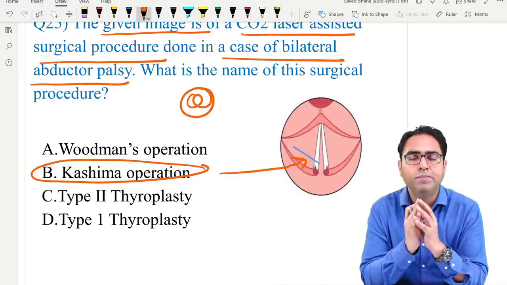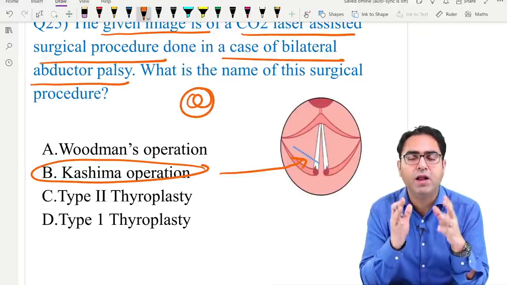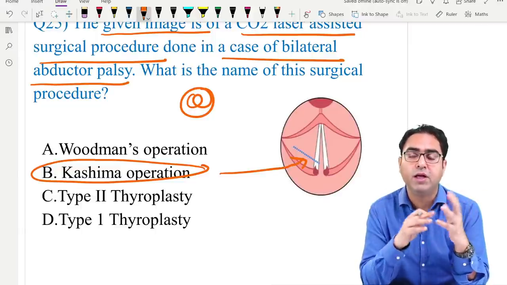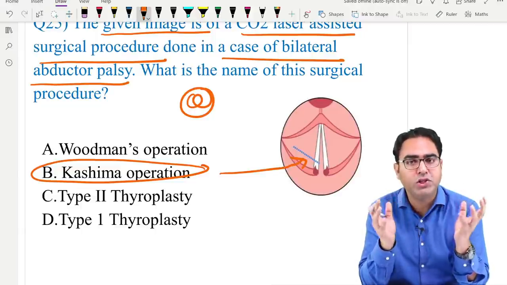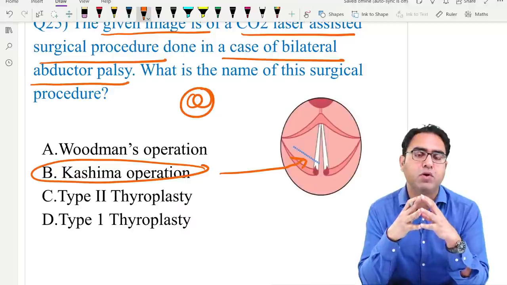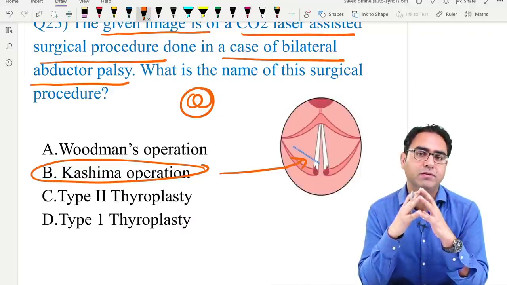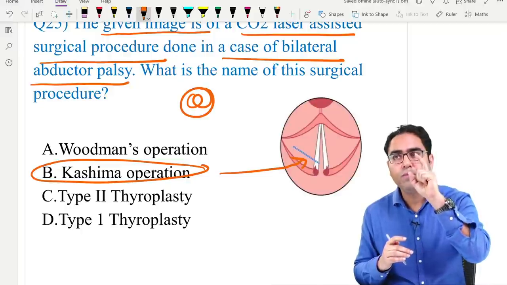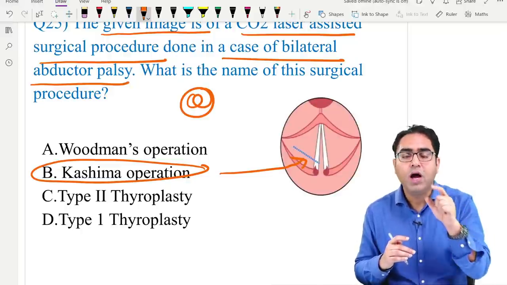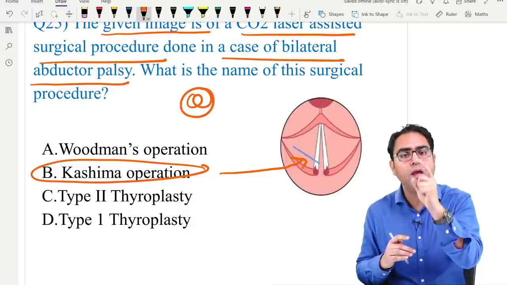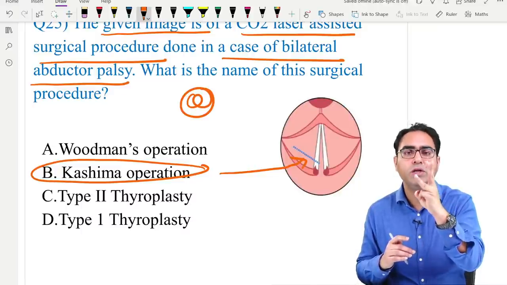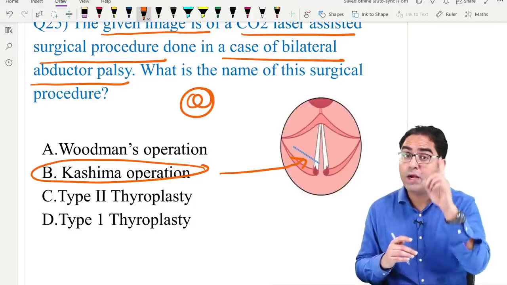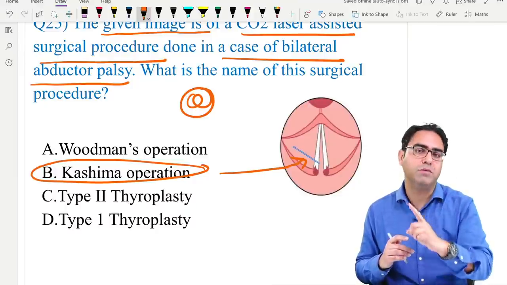Let me remind you, Kashima operation is done for bilateral abductor paralysis as an alternative to the definitive treatment, beta. What is this? This is actually separation of the membranous and cartilaginous part of the vocal cord using CO2 laser, beta. Okay? So, for bilateral abductor palsy, the standard treatment is type 2 thyroplasty or lateralization. Other treatment is CO2 laser cordectomy, arytenoidectomy, or Kashima operation. Or number 4 is nerve muscle implant also. That doesn't work. Okay? But for immediate treatment, please mark tracheostomy, beta.